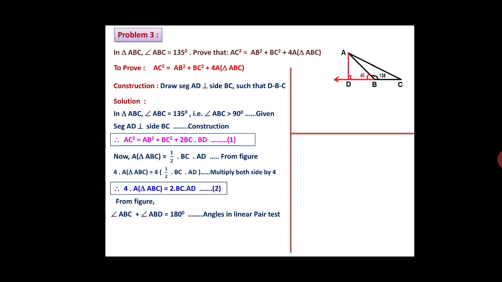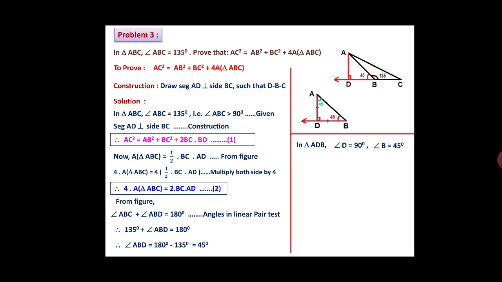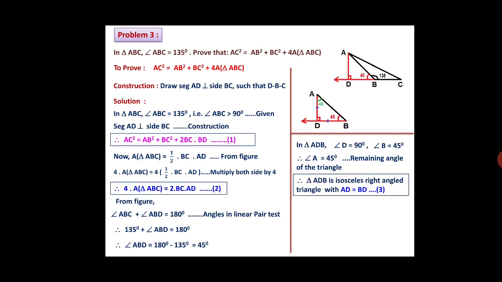So from the figure you will get angle ABC plus angle ABD is equal to 180, linear pair. Therefore 135 plus angle ABD is equal to 180. Therefore angle ABD will be 180 minus 135, that is 45 degrees. Friends, therefore in triangle ADB, angle D is 90, angle B is 45. Therefore angle A will also be 45, the remaining angle of the triangle. Therefore angle A and angle B are congruent, so it becomes an isosceles right angle triangle. Therefore we are getting AD is equal to BD.